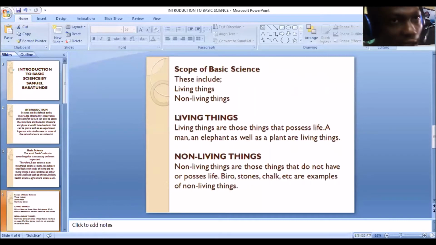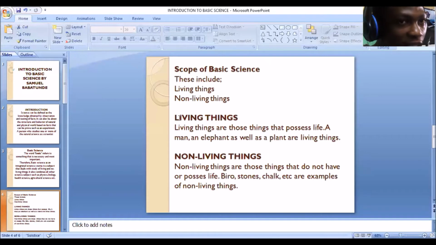Now we have the scope of basic science. From our definition, we say basic science is an integrated science course that deals with the study of living and non-living things. Definitely, when you want to talk about the scope of basic science, the first thing that should come to your mind is the living things and the non-living things. When you talk about scope, scope means area, like area of study, area of concern, where we are concerned about. That's what scope is all about. So the area of concern of basic science is the living and the non-living things.